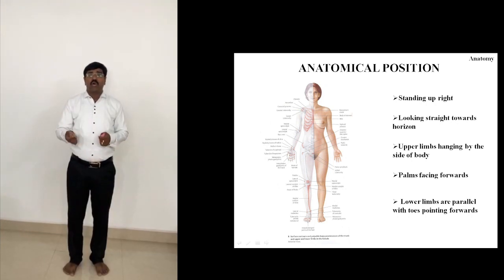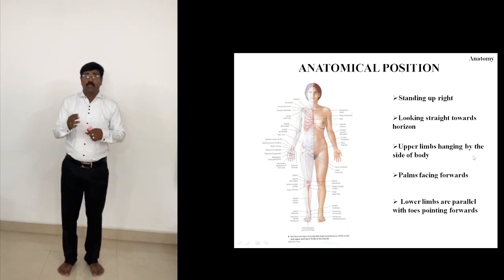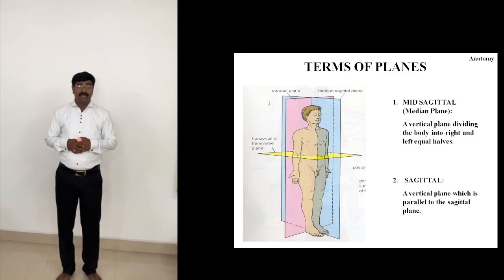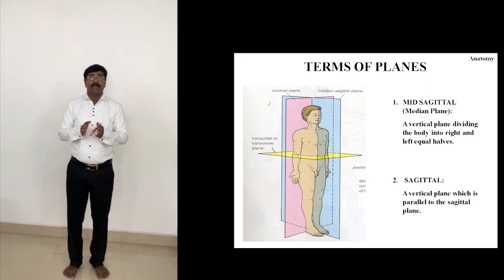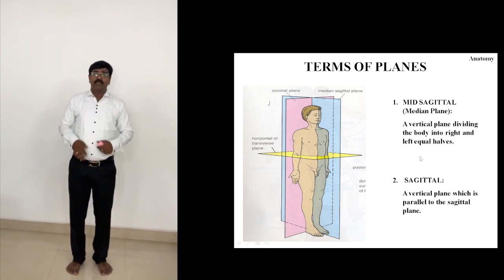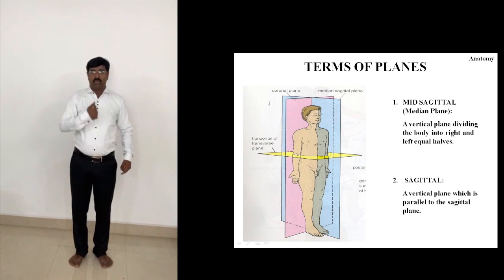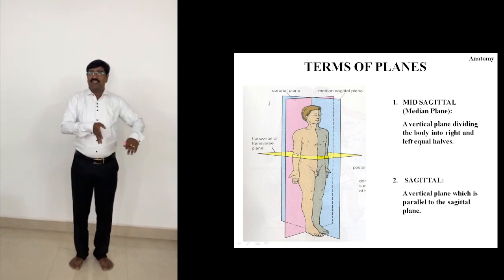Now we are going to talk about the planes, P-L-A-N-E-S. The planes are of three varieties. The first variety is called the sagittal plane, or mid-sagittal plane. What is the mid-sagittal plane? Now I am standing here. You cut my body into two equal halves: right half and left half.